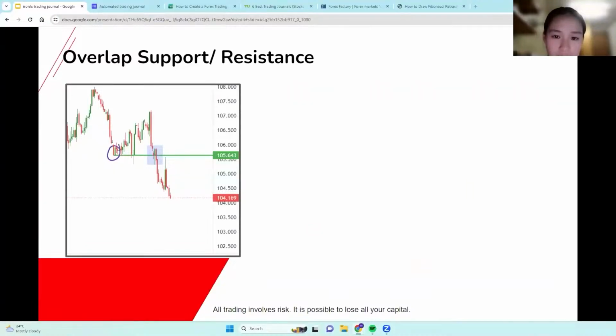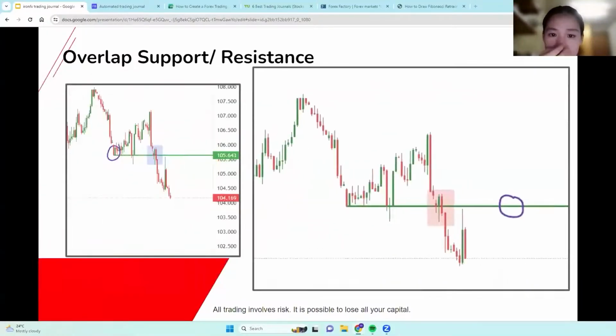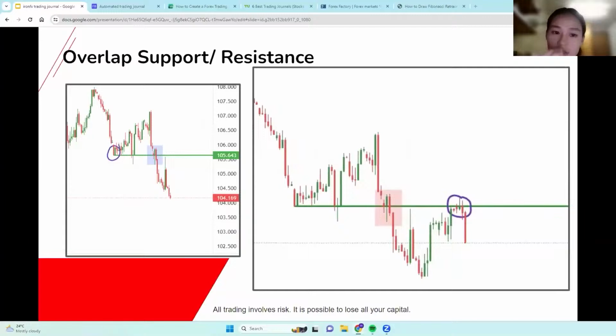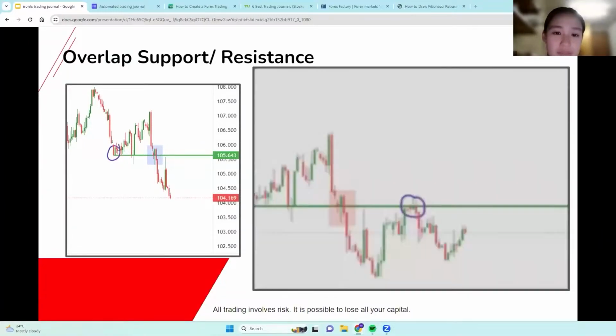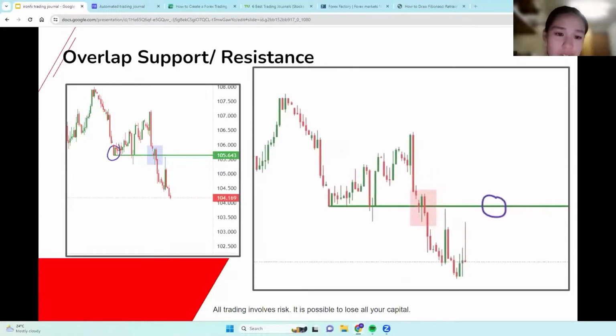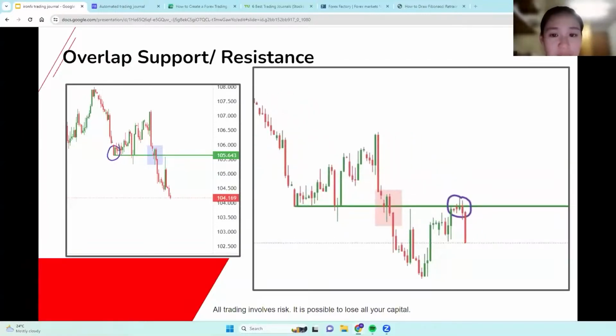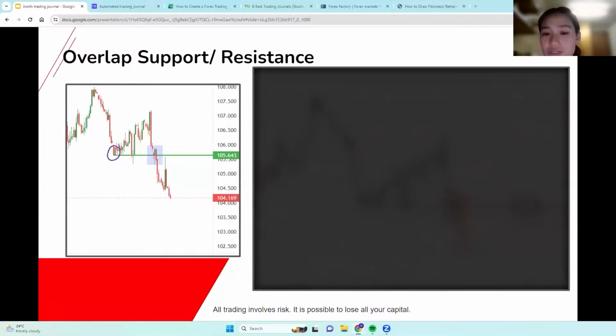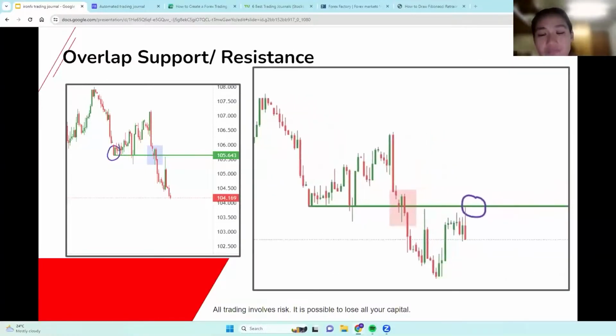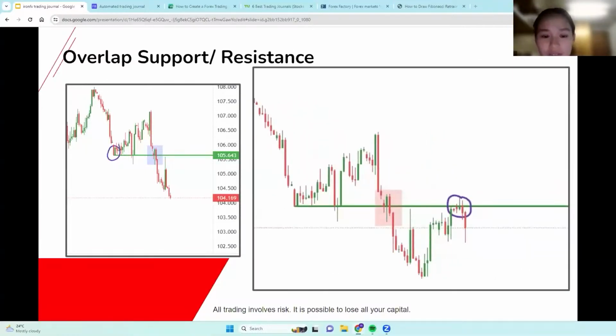Okay, so here's an example. Basically, you can see how once price breaks below the support at 105.643, price retraced or pulled back to this resistance level and reversed off of it, making it now an overlap resistance.